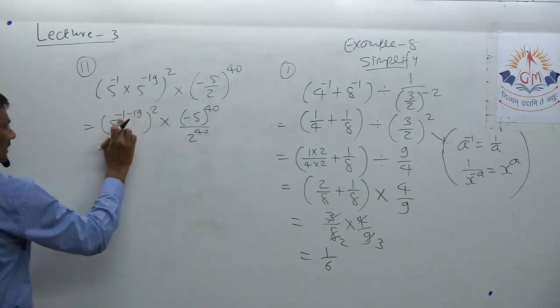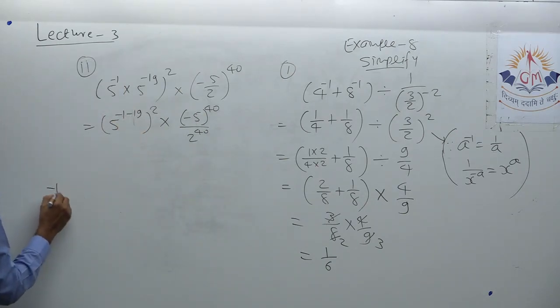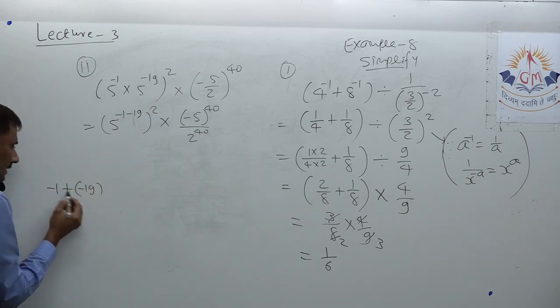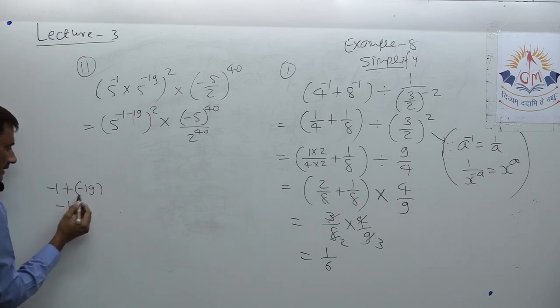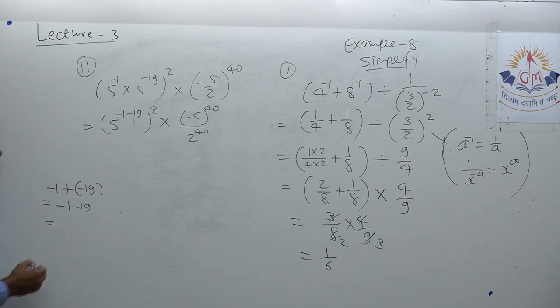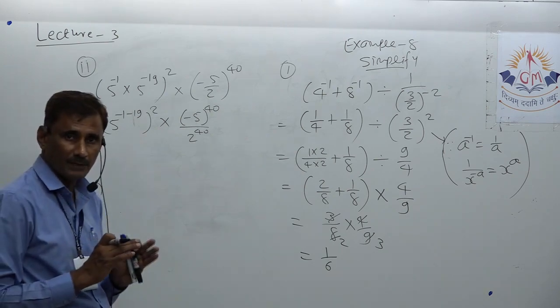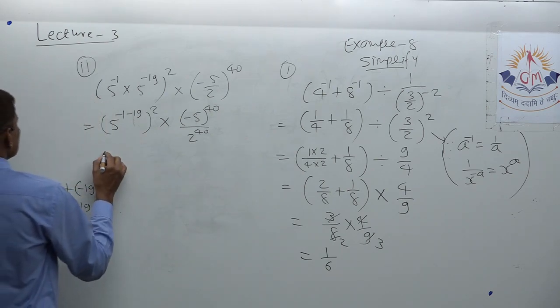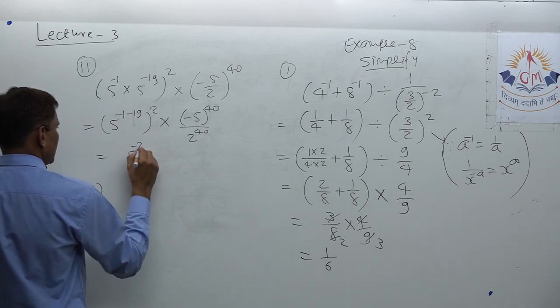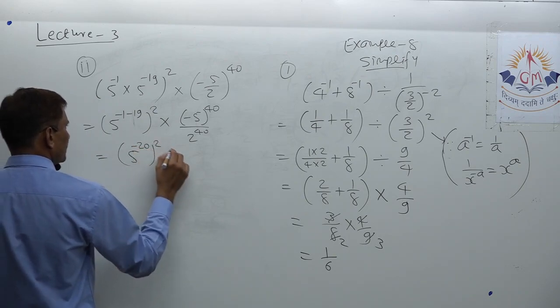plus minus 19, but I have written directly. Why? Because actually I have to write minus 1 plus minus 19 this way. But whenever you open the bracket, it will be plus minus, minus again. Okay, and as I told you in previous lectures, if the signs are the same, then you can add them and apply the bigger one's sign. So it will be minus 20. Okay, keep in mind this basic of mathematics. So it becomes 5 raised to minus 20 whole raised to 2.